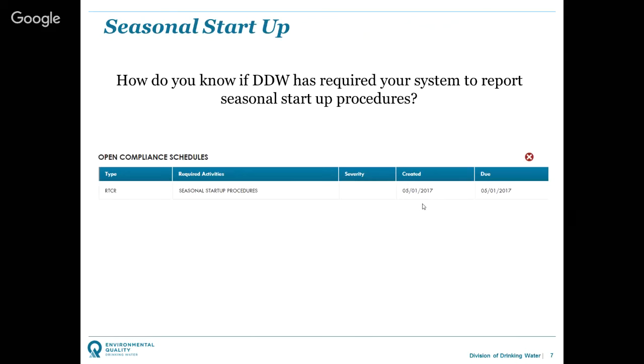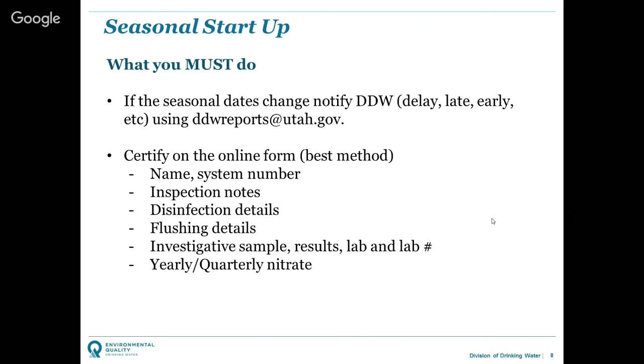So what you want to do is make sure that these dates are correct, and they change year to year for many water systems, which is fine. There's no violation for changing your startup dates. It's just when you don't notify us that those dates have changed that we run into trouble. So make sure that those dates are correct and just keep us posted. Again, our email is ddwreports@utah.gov.